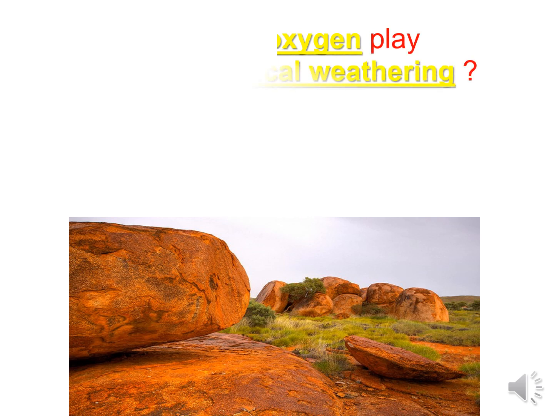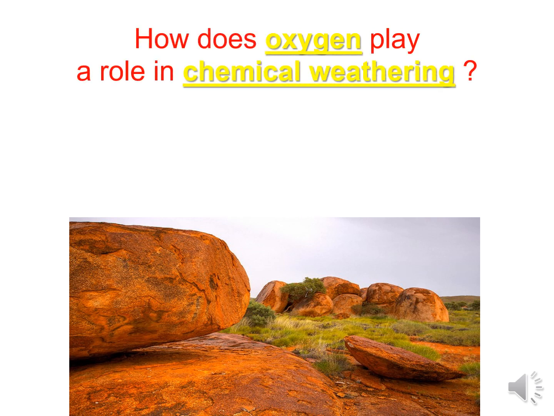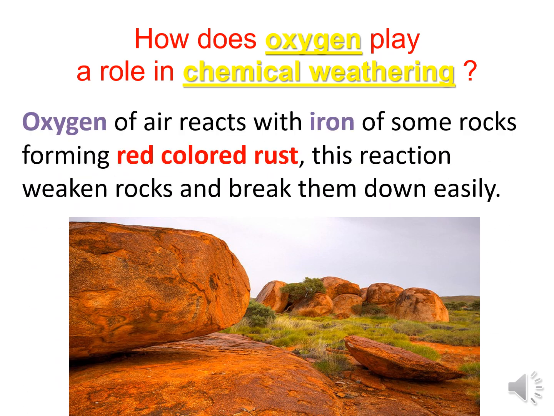Now, let's know how does oxygen play a role in chemical weathering. Oxygen of air reacts with iron of some rocks, forming red-colored rust. And this reaction weakens rocks and breaks them down easily.